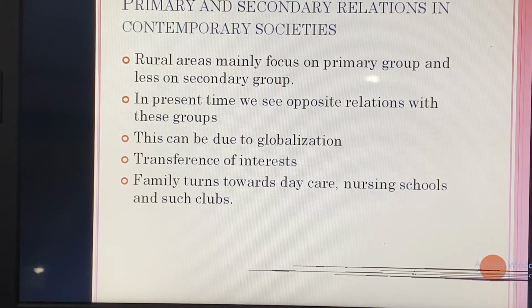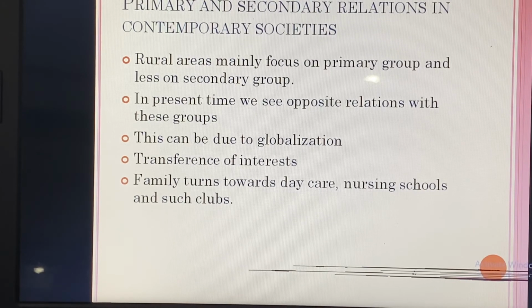But in the present time, if we come to the urban areas, we see that the concept is almost entirely different. We are more dependent in cities on the secondary group rather than on the primary group. We no longer believe that blood is thicker than water. Rather, we work together with the secondary group or the tertiary group. The reason for this can be globalization, education, industrialization, and movement, that people migrate from different areas, and then for socialization we need others. So this can be the reason that we are no more dependent on the primary group only.